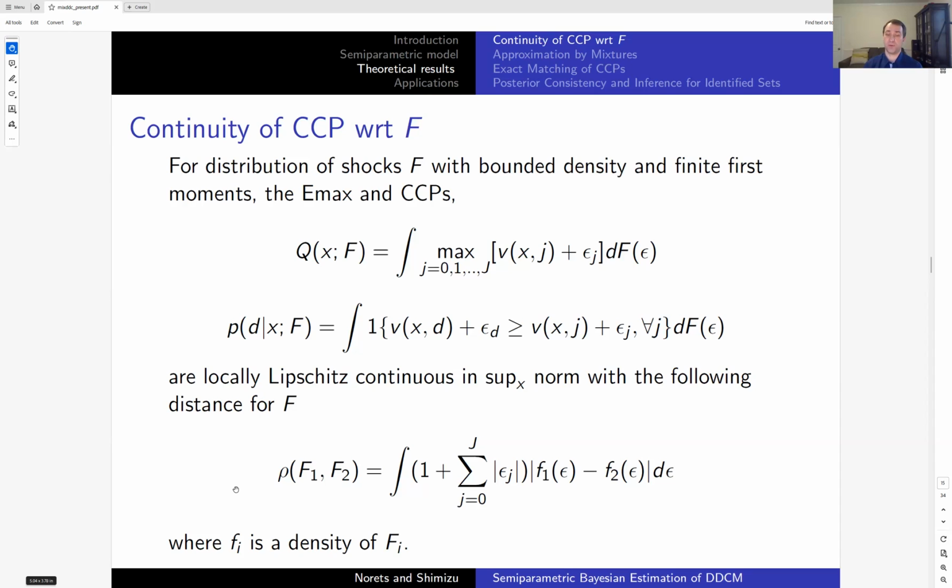And of course, we also will compute some kind of constants times integrals over epsilons, and so we need total variation as well. And I don't think that we can go weaker than that. So that's our distance. Okay, and it turns out that this Emax function and correspondingly then conditional choice probability is going to be continuous under some regularity condition in distributions using this distance on F1 and on the densities for epsilons.